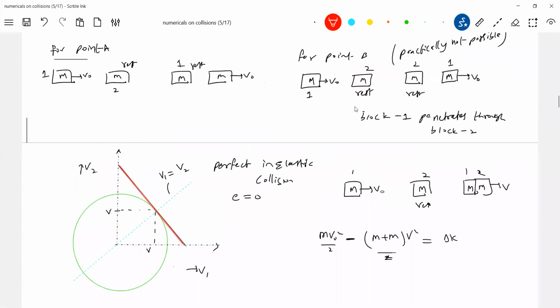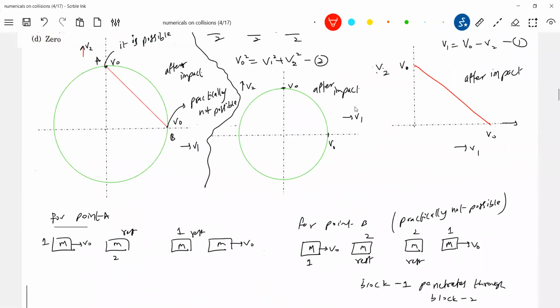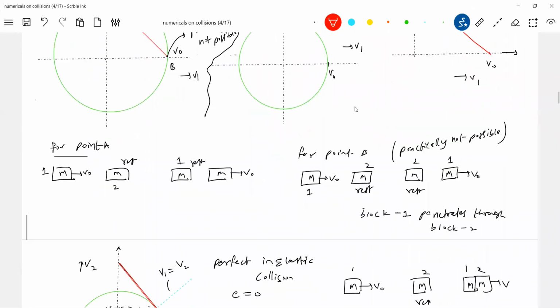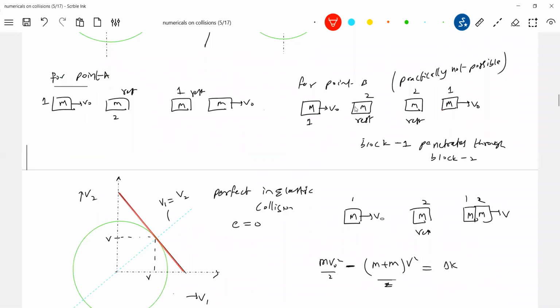Now, for perfect elastic collision, what happened to the straight line? It will intersect at points A and B, and that is equal to V naught. For perfect inelastic collision, the curve will be like this, and there'll be only one point. Both will have common velocity.